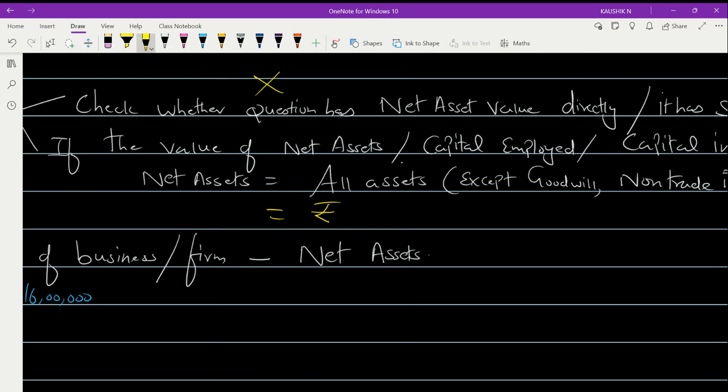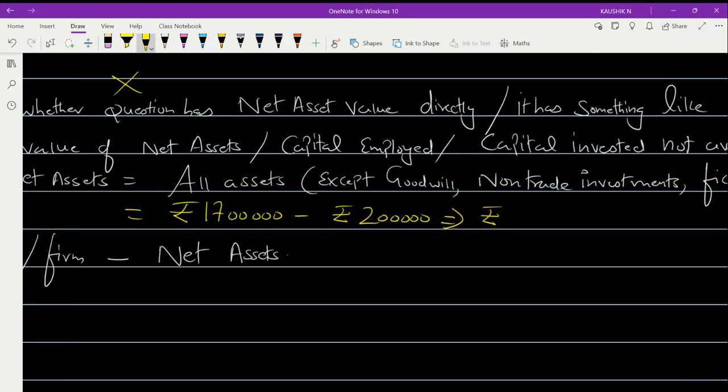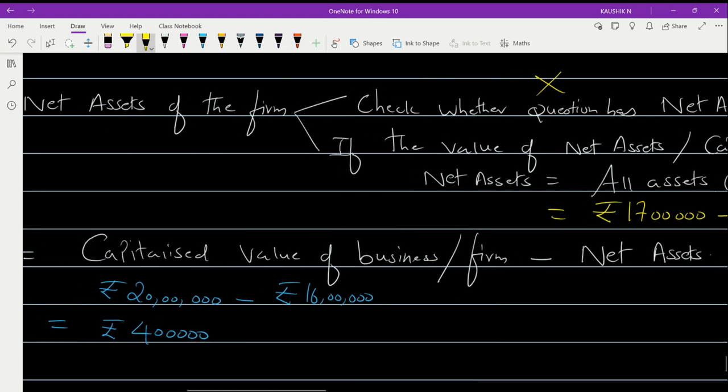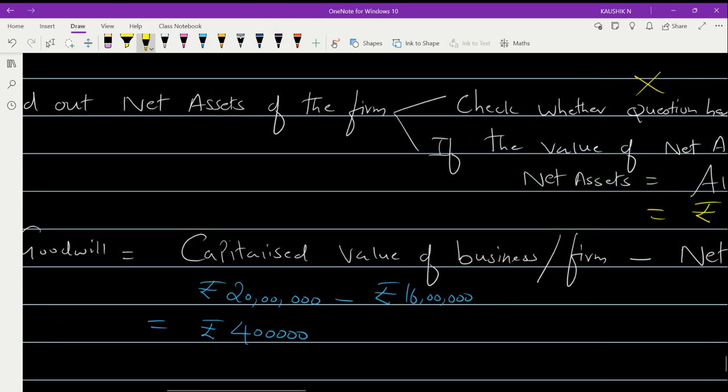ஓகே, ஸோ ஃபார்முலாவில் சப்ஸ்டியூட் பண்ண என்ன வரும்? Rupees 17 lakhs minus rupees 2 lakhs பண்ணா அப்போ எவ்வளோ வேல்யூ வரும் உங்களுக்கு? 17 lakhs minus 2 lakhs, 15 lakhs வரும். இப்போ இந்த 15 lakhsங்கிறது என்ன வேல்யூ? Net assets.